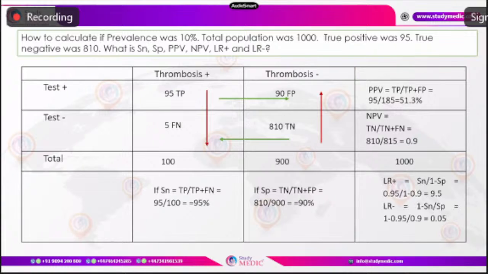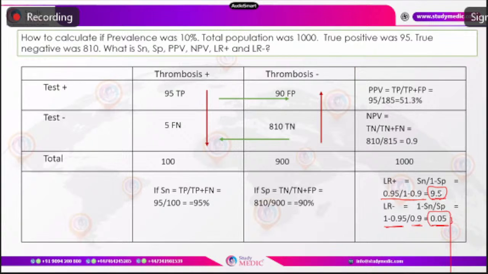We will see likelihood ratio. Positive likelihood ratio is sensitivity by 1 minus specificity. That means here 0.95 divided by 1 minus 0.9, which is equal to 9.5. What is negative likelihood ratio? 1 minus sensitivity by specificity. That means 1 minus 0.95 divided by 0.9, which is equal to 0.05. So the positive likelihood ratio is 9.5, and the negative likelihood ratio is 0.05.